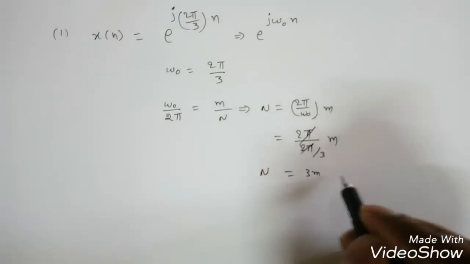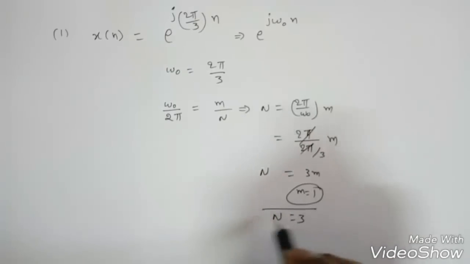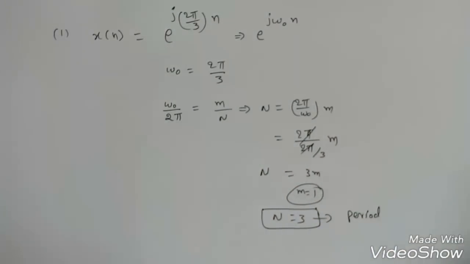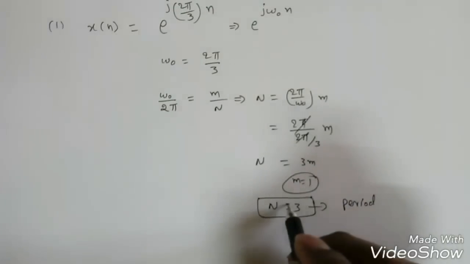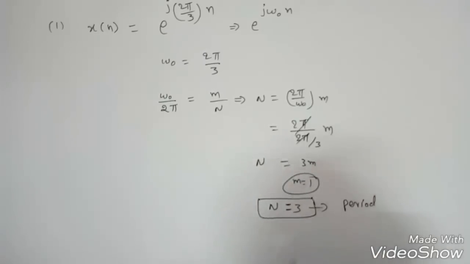Now what is the smallest integer to make this a rational number? It is nothing but m is equal to 1 only. So N is equal to 3. So this is the periodicity, the period, right? And remember, the period should be an integer number. It should not be 3.5. It should be 3, 4, 5, etc.